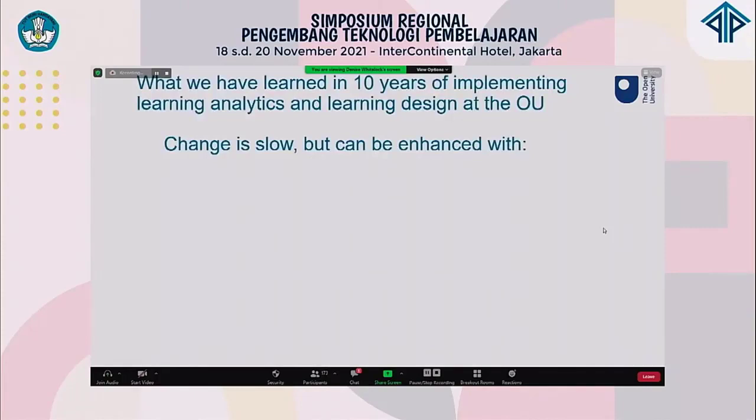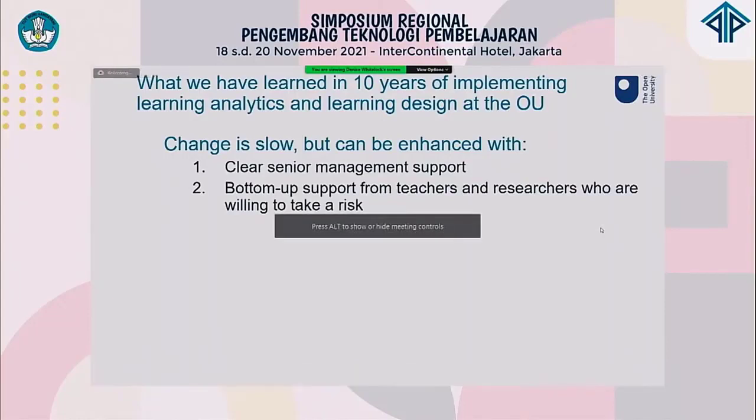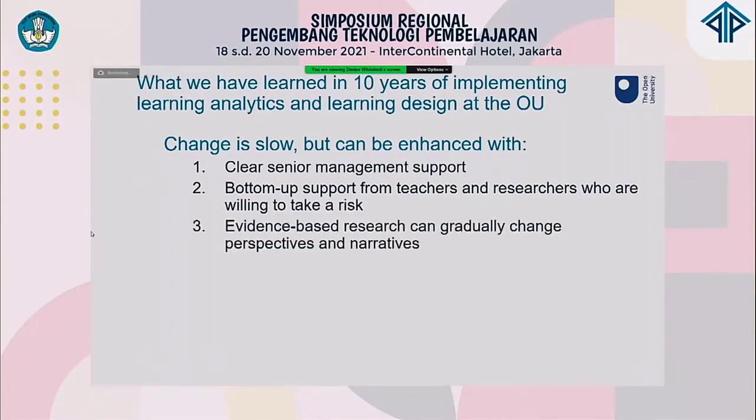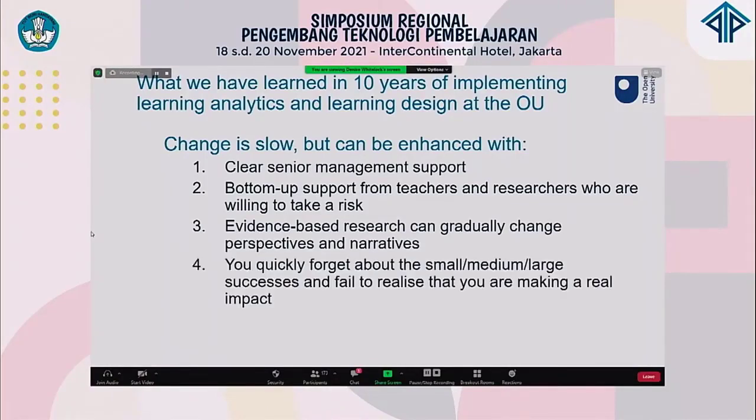So what have we learned? Because that's what you're going to ask me. What have we learned with learning literacy, learning design at the OU? Now, as you know from any research, moving research mainstream is slow. But it can be enhanced with clear senior management support, bottom-up support from teachers and researchers who are willing to take a risk. It's always a risk when you try something new. Evidence-based research and gradually change perspectives and narratives.